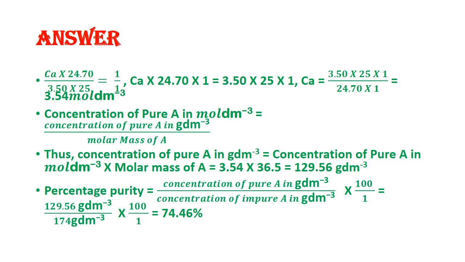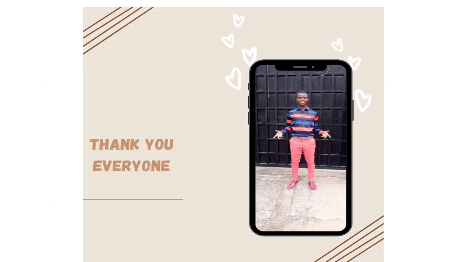Sometimes they might ask you to calculate percentage impurity. Once you calculate the percentage purity, you subtract it from 100 to get percentage impurity. Do you understand?